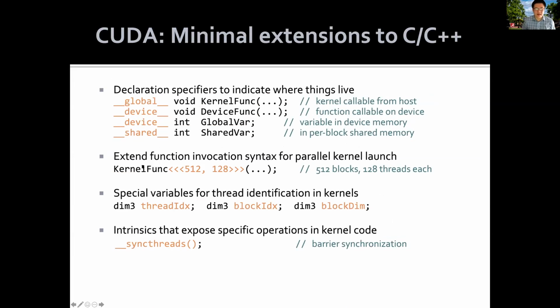Okay, and the minimum extension to C and C++. That's the extension you need to put into the function. For example, global. Global means that the kernel function is callable from the host. That means the host can only call this kernel function. So the kernel function you need to define with the global extension.